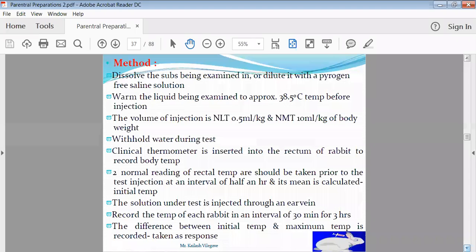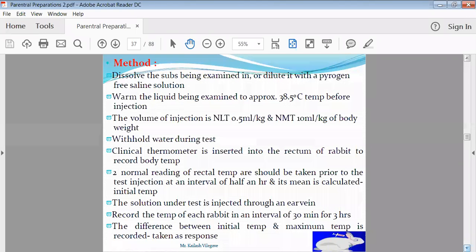Prior to use, all the apparatus, syringe, needle, as well as related material should be sterilized, so that the material does not interfere with the test. Then the product we have prepared should be warmed, with its temperature increased up to 38.5 degrees centigrade, so it matches the body temperature of the rabbit.